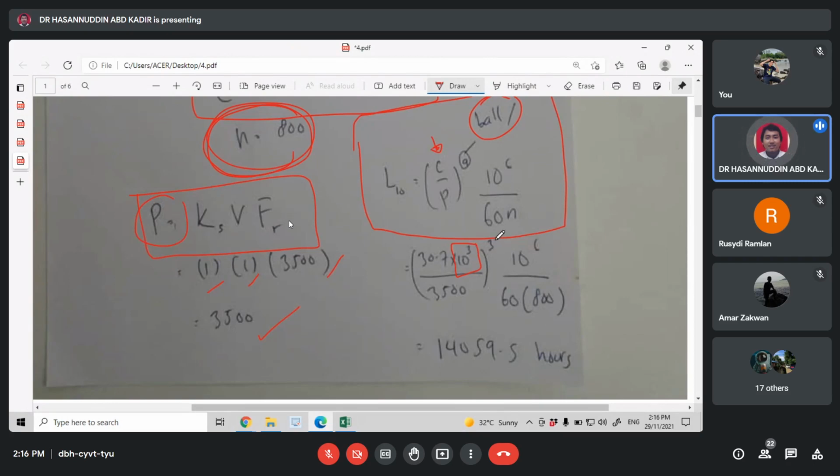Okay, then you get the power of 3, because this one is a ball bearing. So you can put a 3 here. So the value of P, you put here. P you get from here. Okay, the value of P here.